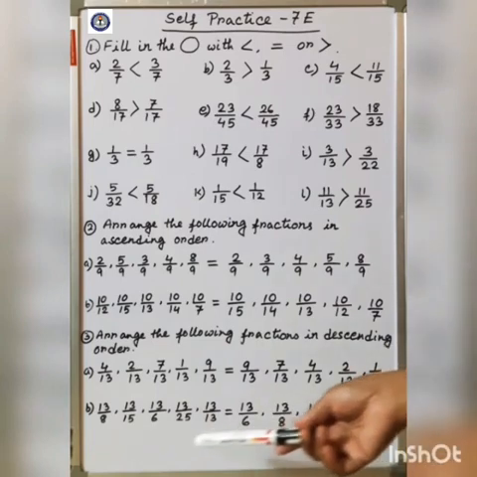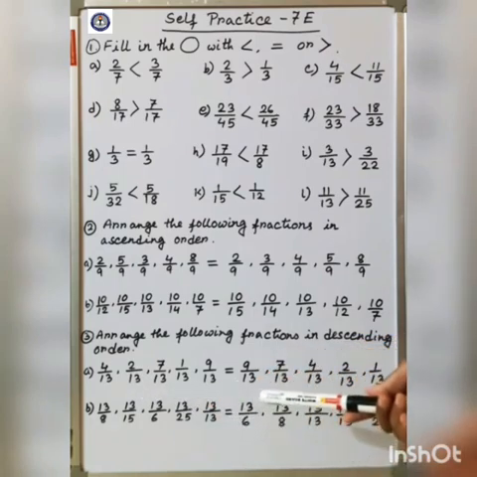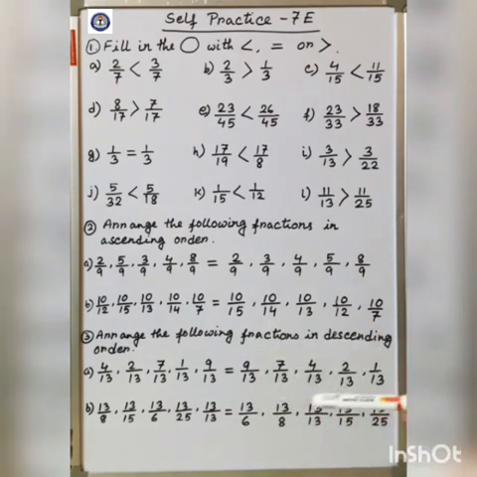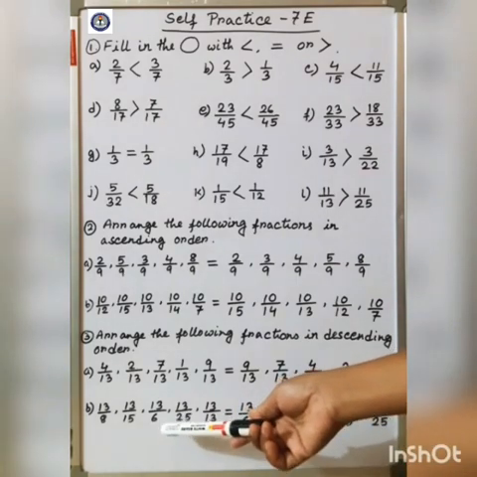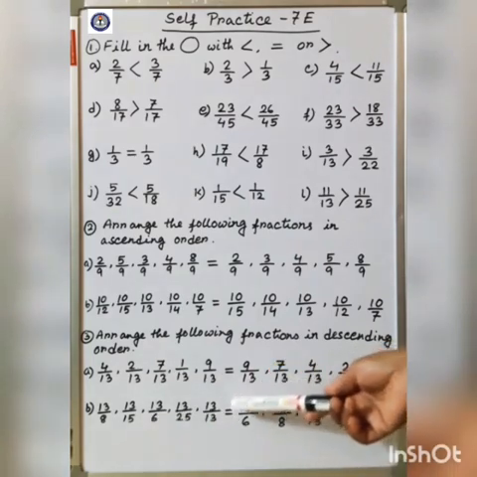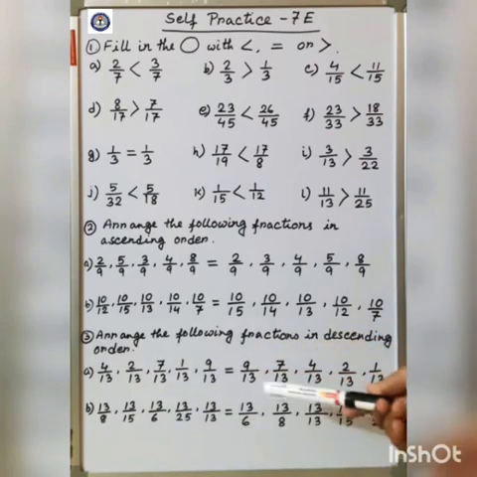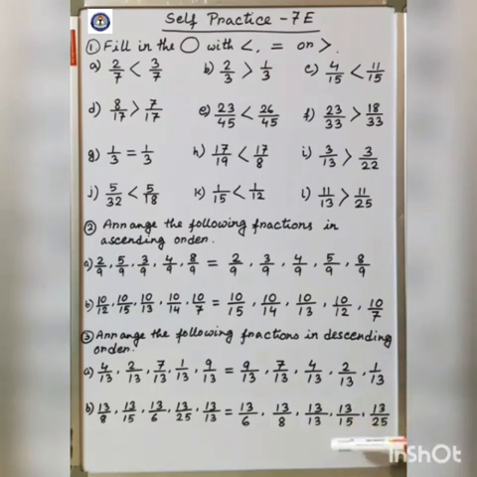Next, when denominators are different and numerators are the same, then the smaller the denominator, the greater the fraction, and the greater the denominator, the smaller the fraction. Therefore 6 is smallest, so in the fractions 13 by 6 is greatest. So 13 by 6 fraction is greatest, next is 13 by 8, next 13 by 13, next 13 by 15, and smallest is 13 by 25.